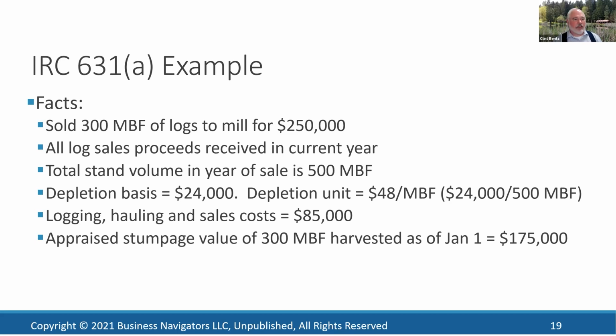So we take the $24,000 of depletion basis divided by all the timber that's standing on the tract. So 24,000 divided by 500 gives us $48 for every 1,000 board feet we take out. That's how much cost basis we get to apply. Our logging, hauling, and sale costs were $85,000. And the appraised stumpage value of that timber on January 1 was $175,000. So let's see how we would do this.